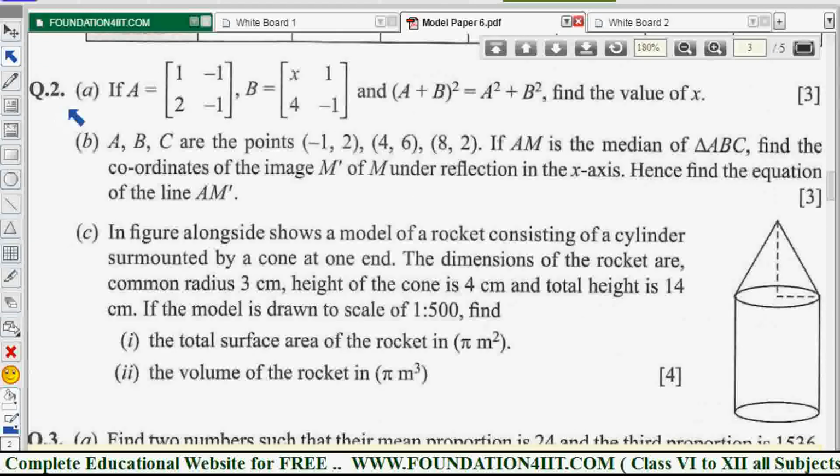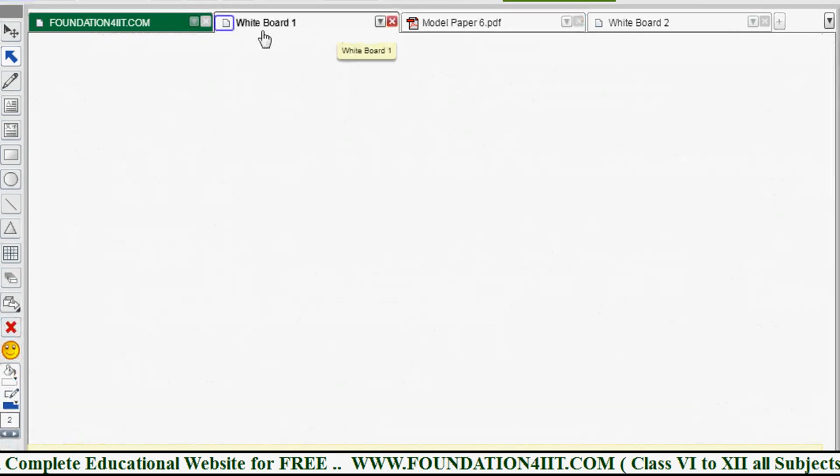So in question number 2 in this paper, first one is from matrix. If A is [1 -1; 2 -1] and matrix B is [x 1; 4 -1], and given the condition (A + B)² = A² + B². This is given. Find the value of x. If it satisfies, you should find the value of x. So let us start this problem in a simple way.